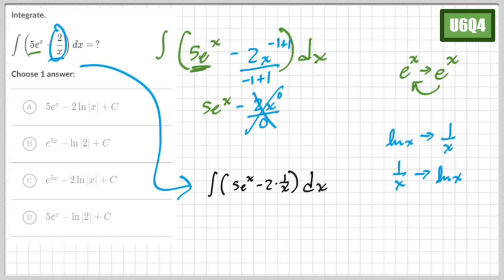Okay, so the antiderivative of the first one is still going to be 5e to the x, because it's e to the x. It's a beautiful number to take the derivative of. The next one, we have negative 2, and here's the part that you should know. What is the antiderivative of 1 over x? Natural log of x, right? Right here. The antiderivative of 1 over x is natural log of x, because the derivative of natural log of x is 1 over x. And so that's our answer.